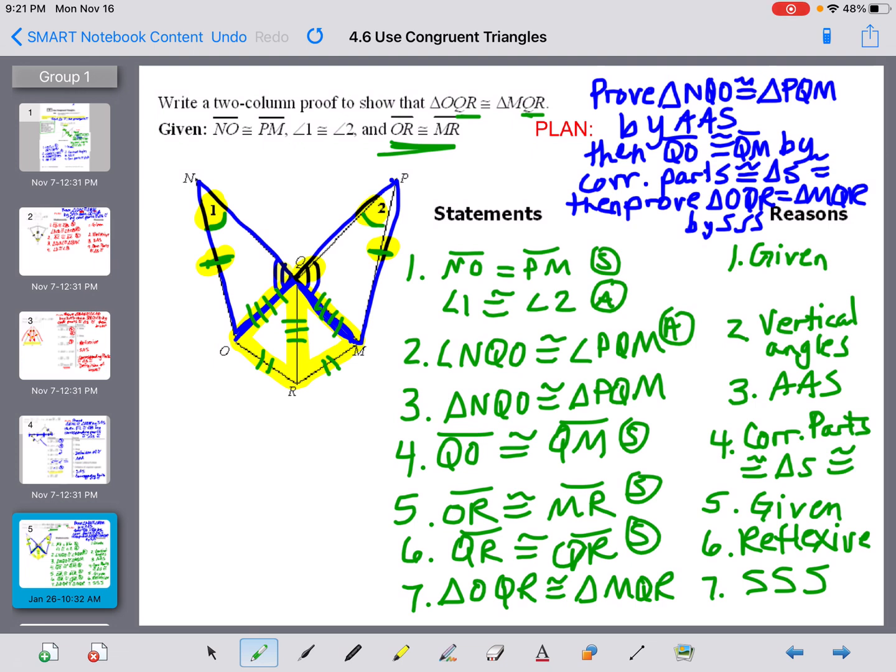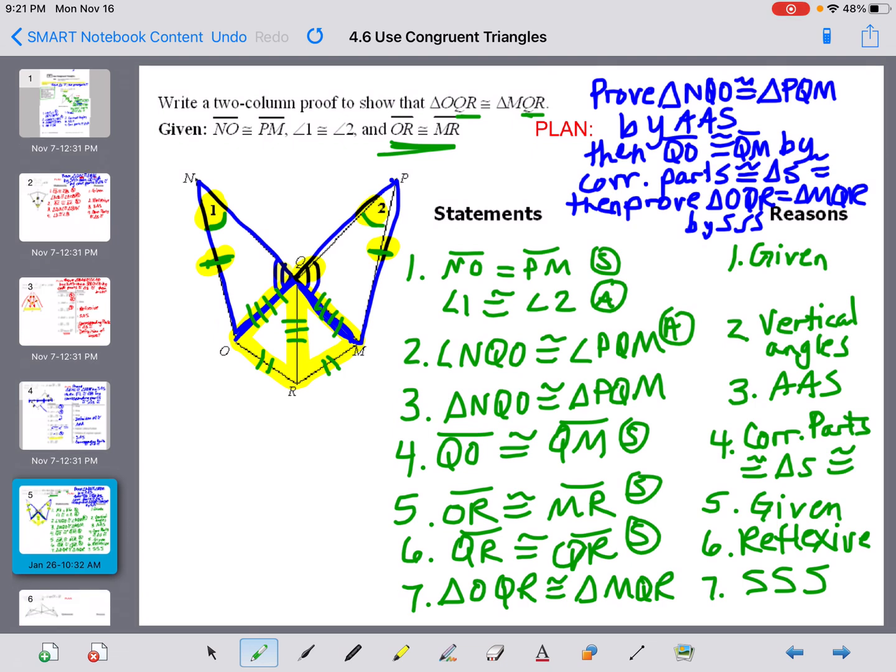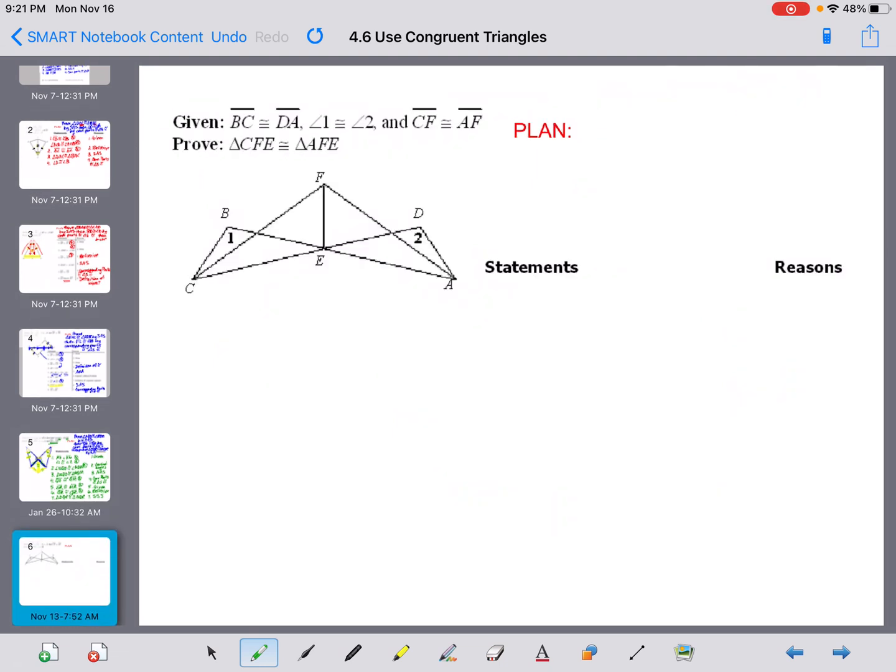So I had to use my earlier triangles so that I could get enough pieces on my new triangles to prove them congruent, okay? So this is really where we kind of see what's going on here and what we're trying to do, okay? Let's move on to that final one, all right? And we're going to try to work through these.